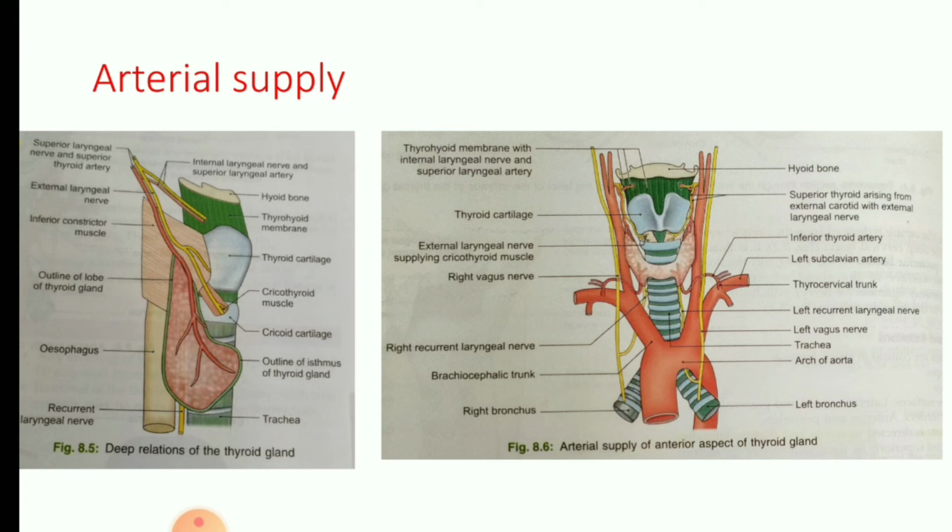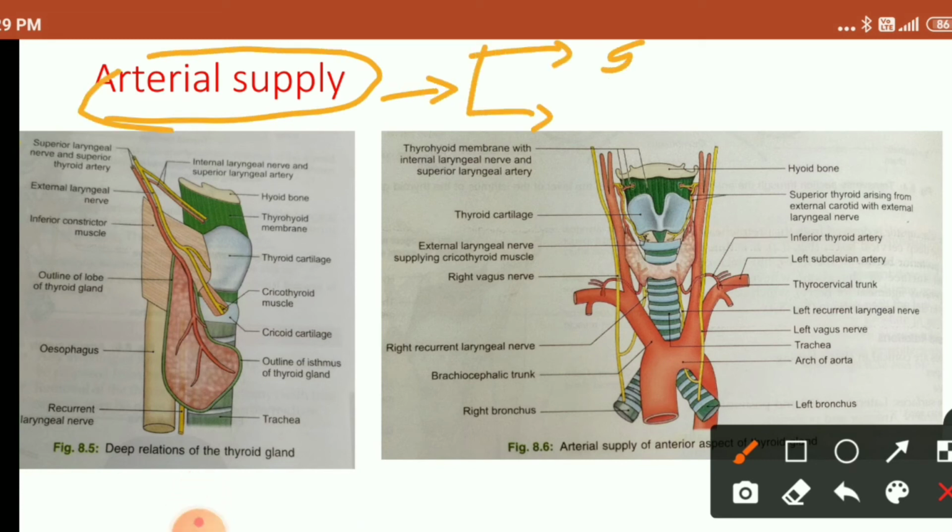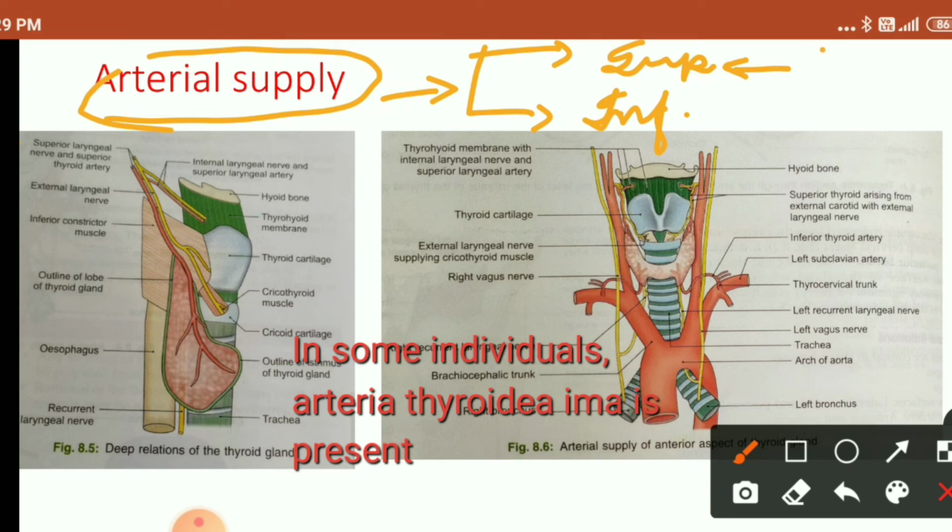Now we are coming to the arterial supply, blood supply and nerve supply of the thyroid gland. First, the arterial supply. Always remember that the thyroid gland is supplied mainly by two arteries: the superior thyroid artery and the inferior thyroid artery. The superior thyroid artery is a branch of the external carotid artery, which is again a branch of the common carotid artery.